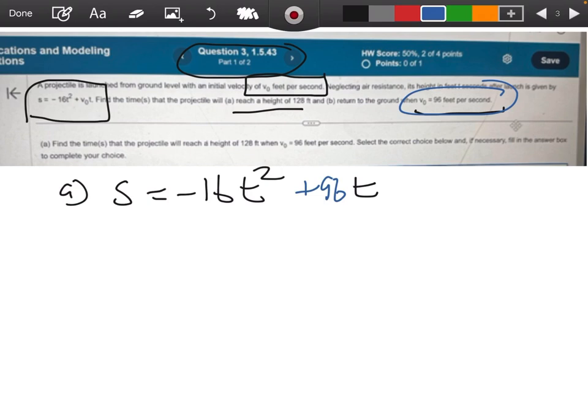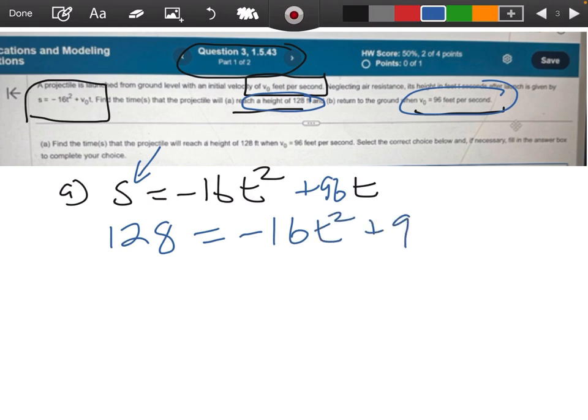Okay, the other thing is that the letter S stands for the height. So y'all, my height is going to be 128. So right here underneath the letter S, I'm going to write 128. Okay. And we're going like this.